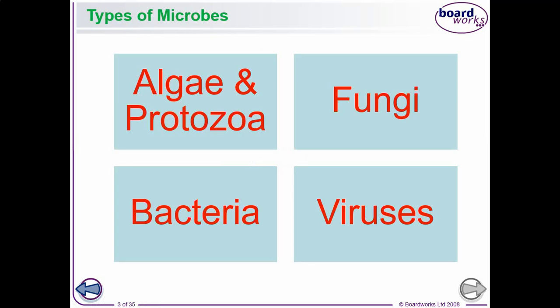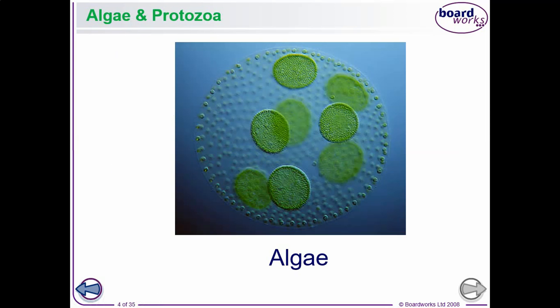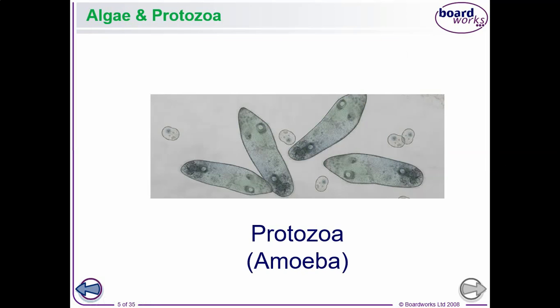Okay, we have four types of microbes: algae and protozoa, fungi, bacteria, and viruses. First of all, the algae and the protozoa. The algae, this is how it looks under the microscope. We call them very tiny plant-like structures. Why are they like the plants? Because they contain chloroplasts and they are able to make their own food by the photosynthesis process. But the protozoa, they are like the animals.